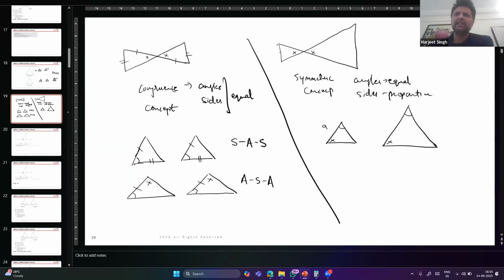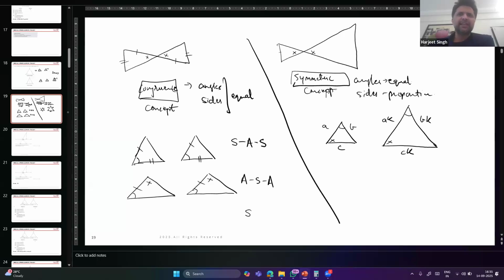So the proportionality is A is to B is to C. Then in symmetric, it will be AK is to BK equals to CK, where K will be a factor greater than 1. So two concepts, congruence and symmetric. These might not be directly tested, but it's good to know.